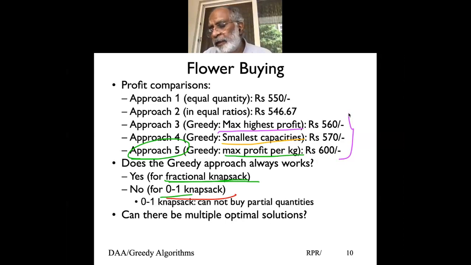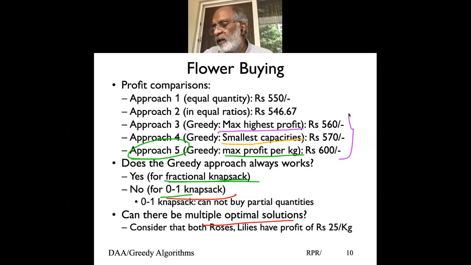And otherwise, can there be multiple optimal solutions? Yes, there certainly can be multiple optimal solutions. Like if both roses and lilies have the same profit per kg, then I can buy 1 kg of rose and 5 kg of lilies, or 2 kg of rose and 3 kg. I can do any variation. So all different solutions can still give me the same optimal because I am trying to maximize the profit. If any questions, let me know.